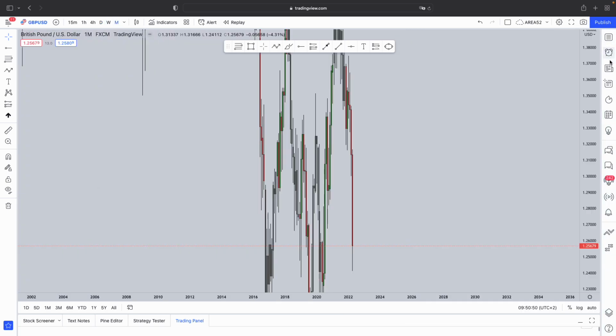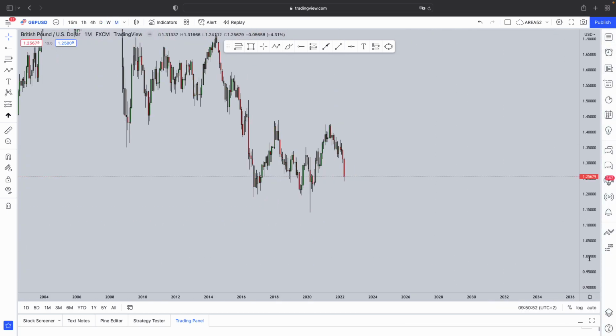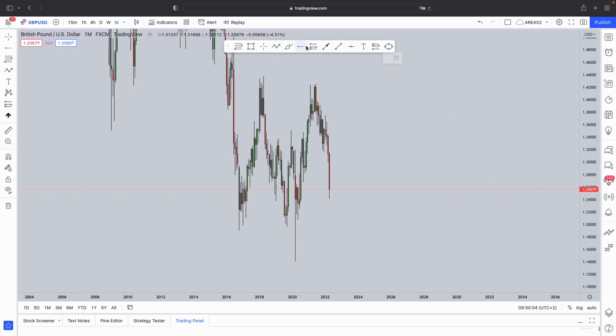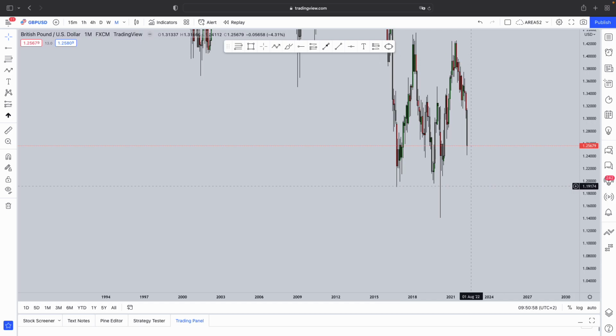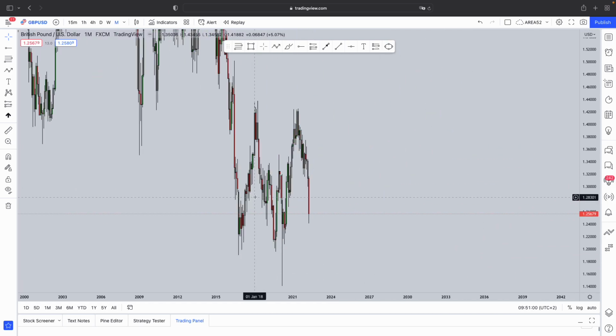Next useless currency in line is the GBP USD. Now this market had continued its fall to the downside, and it's most likely going to test these lows that it had printed in the market. This was back in March 2020.